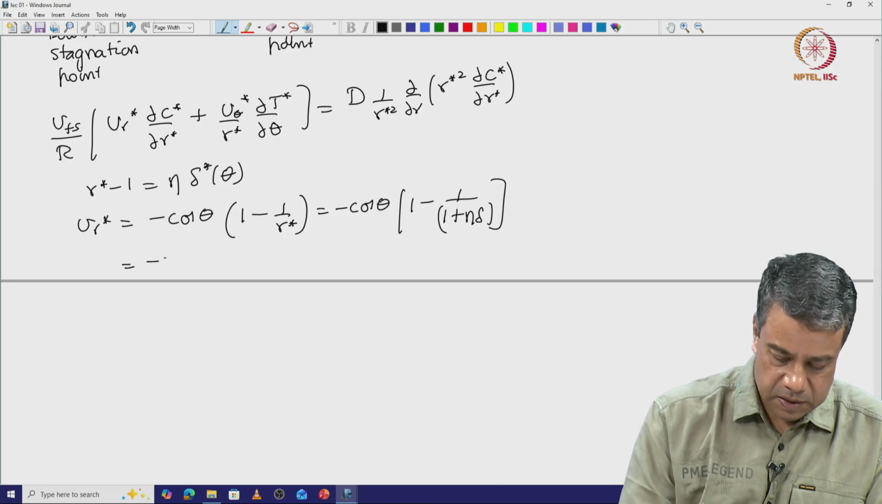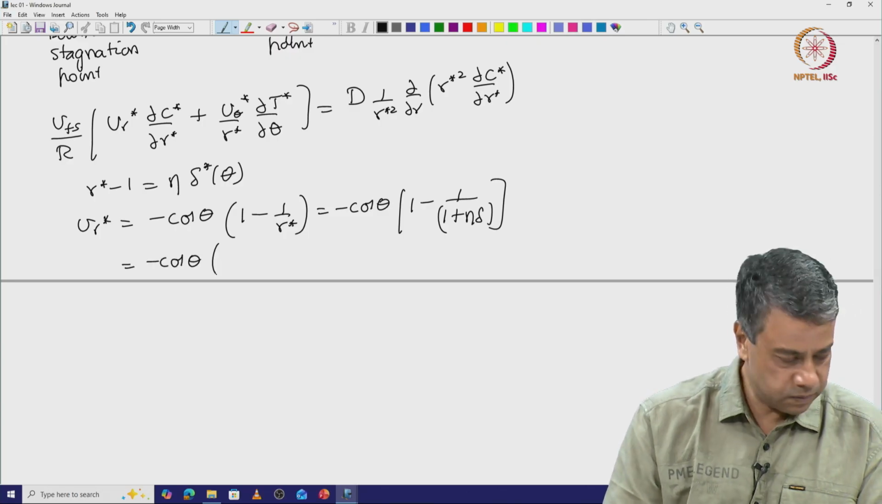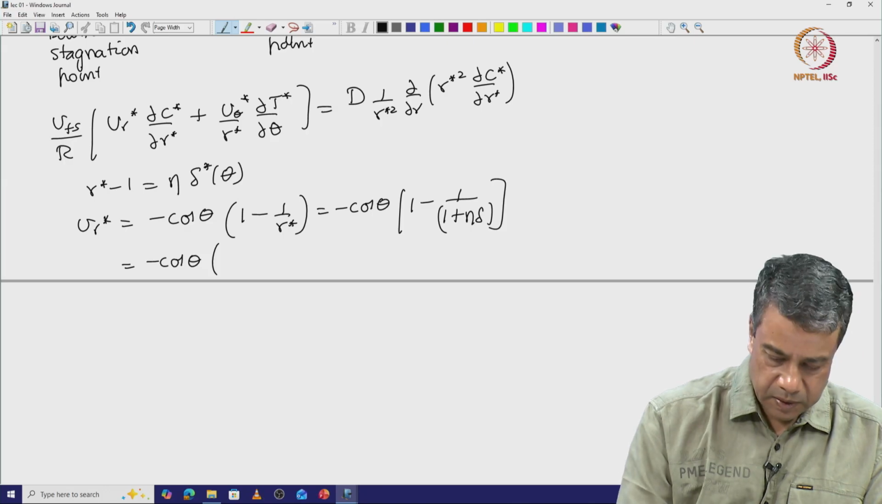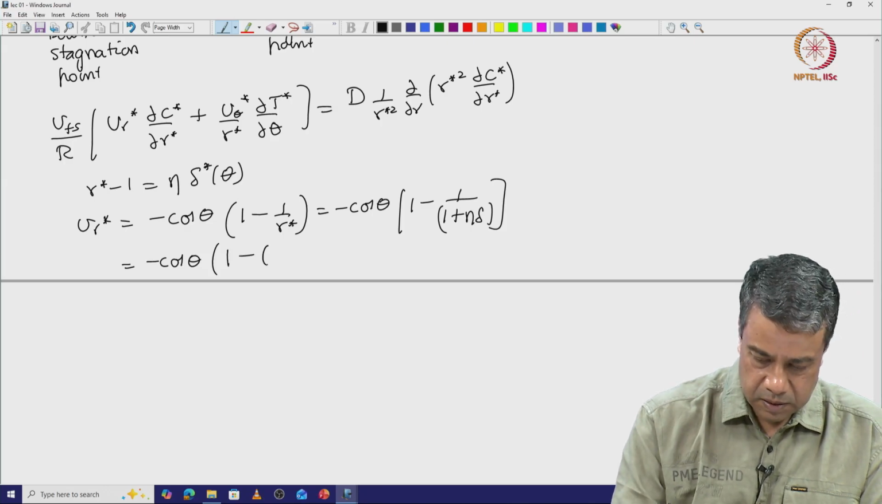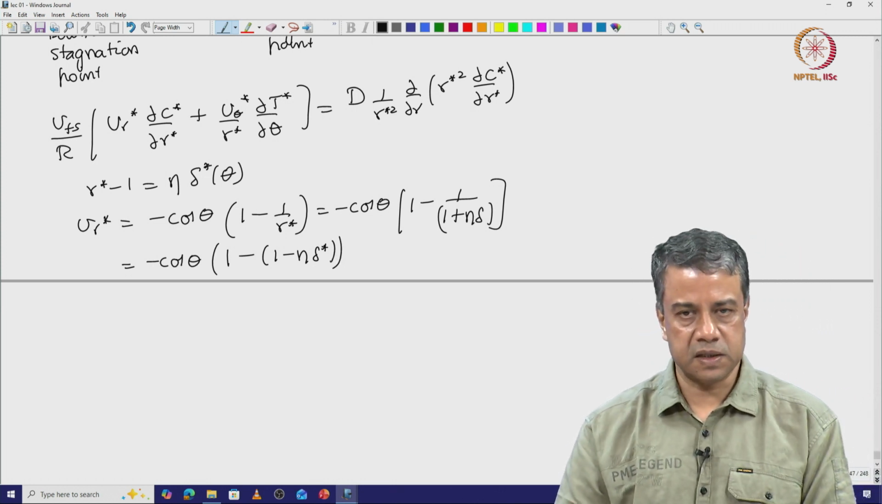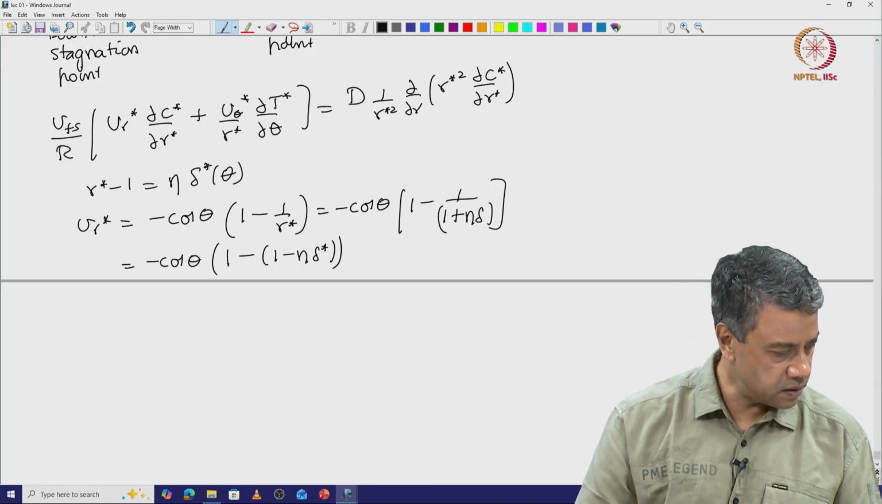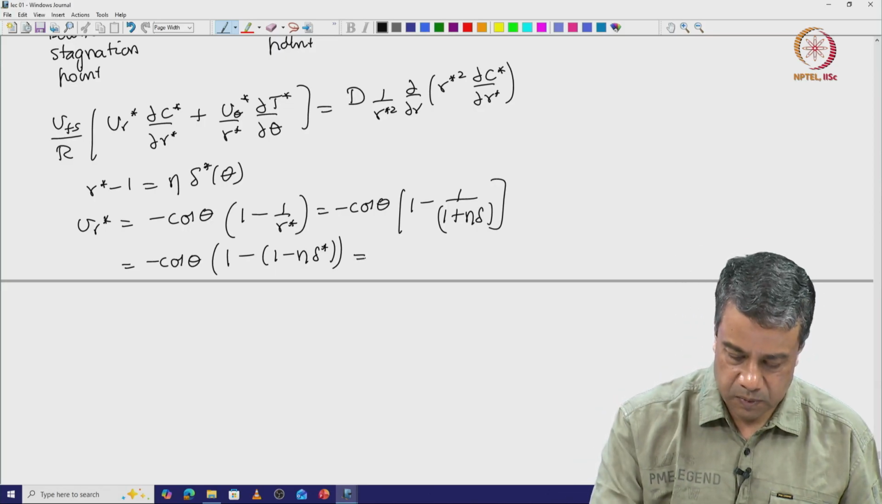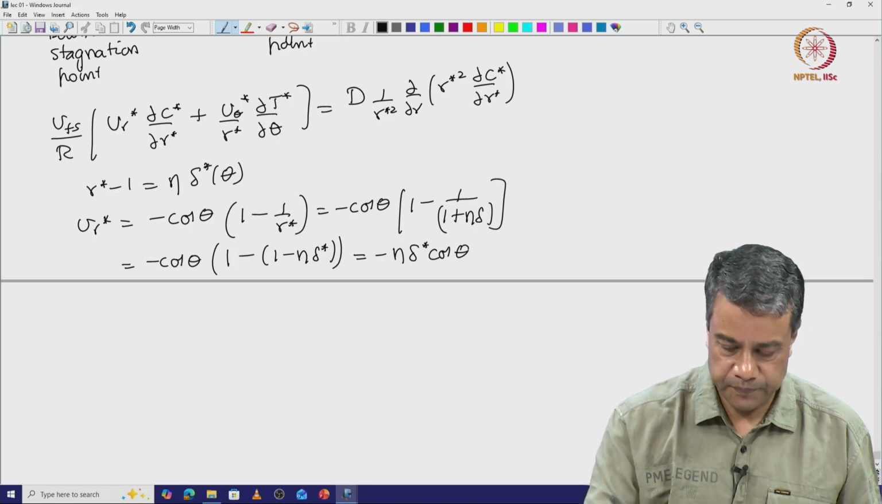This is equal to minus cos theta into 1 minus eta delta. 1 by 1 plus x is 1 minus x plus x square by 2 factorial plus etc. So, this is equal to minus eta delta star cos theta.